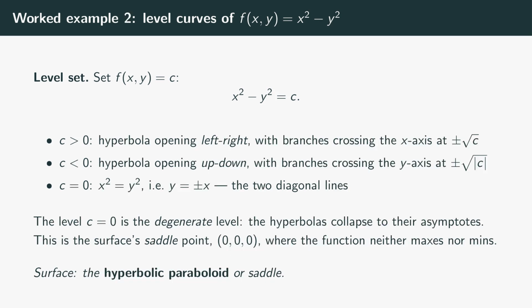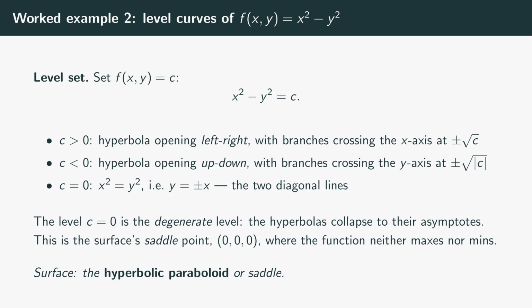Second worked example. The level curves of f of x, y equals x squared minus y squared. Set the function equal to c: x squared minus y squared equals c. This is the equation of a hyperbola. Three regimes. If c is positive, the hyperbola opens left-right. The branches cross the x-axis at plus or minus the square root of c, and the asymptotes are the diagonal lines y equals plus or minus x.